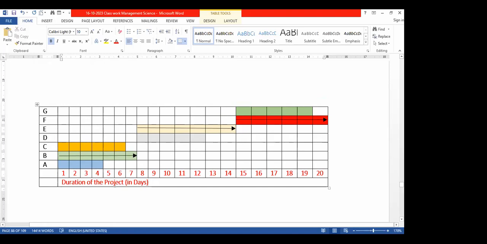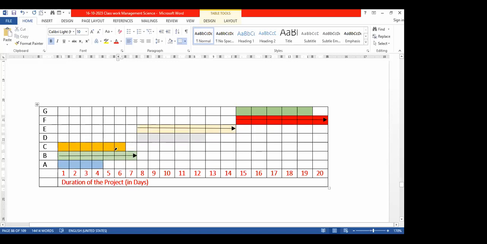So the duration of the project in days, you see 1, 2, 3, 4, 5, 6, 7, 8, 9, 10, 11, 12, 13, 14, 15, 16, 17, 18, 19, and 20. So A, how many days does it take? 4 days. Then I'm going in that order. First A, 4 days. There is no preceding activity. B also has no preceding activity, starting from 0. That takes 7 days. C also has no preceding activity. You can refer to the table. It takes 6 days.